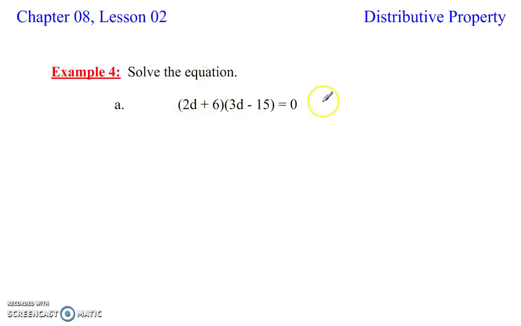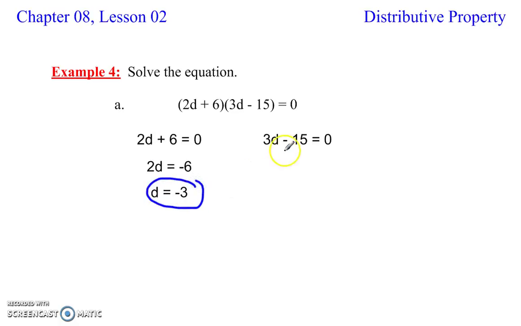All right, solve this equation. Again, we have two sets of parentheses multiplied that give me 0. That means either this one is 0 or that one is 0. So split it up into two cases and solve each case individually. So subtract 6 and divide by 2. We get d is either negative 3, or I go over here and solve this one. Add 15, divide by 3. Either d is negative 3 or d is 5.